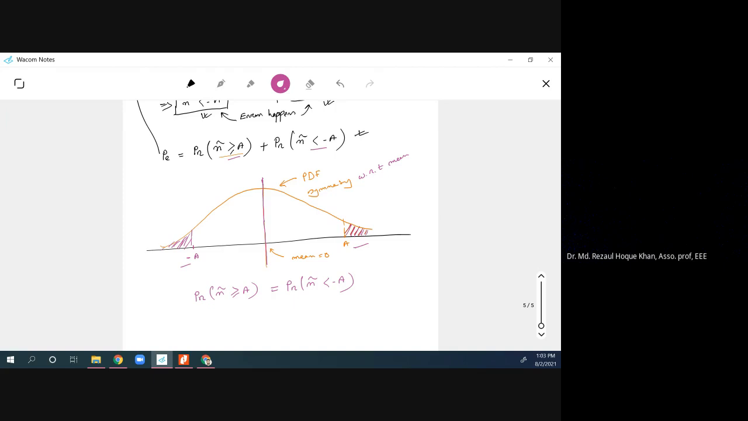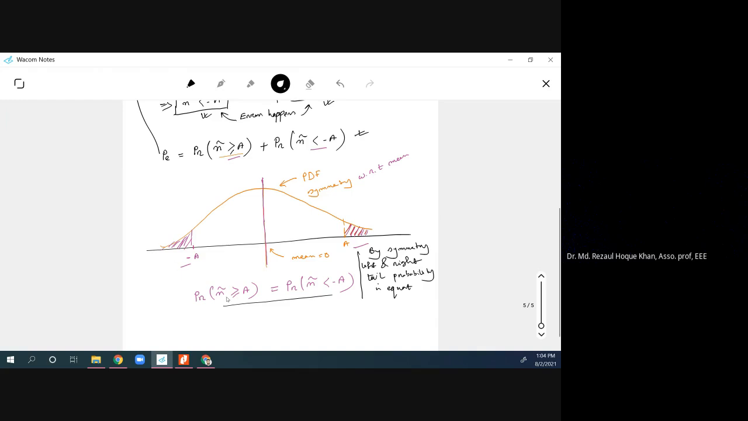Right? So by symmetry, the left and the right tail probabilities are equal. So we can say here, by symmetry, left and right tail probability is equal. That's how we write it. They are symmetric.